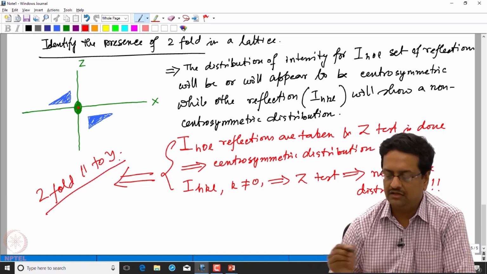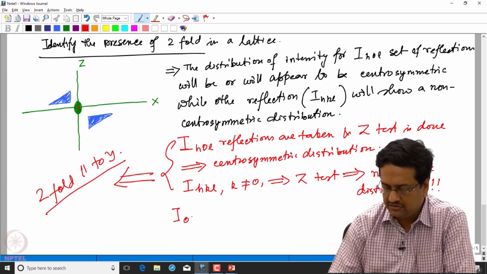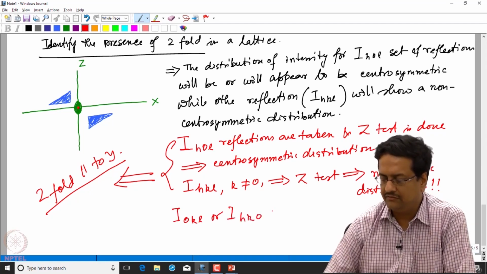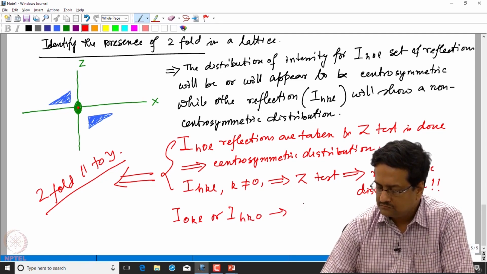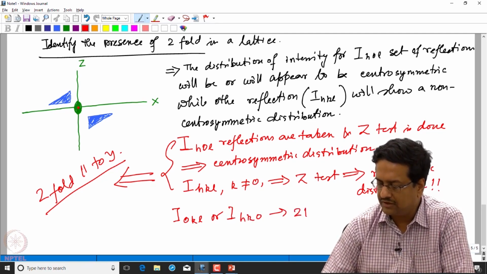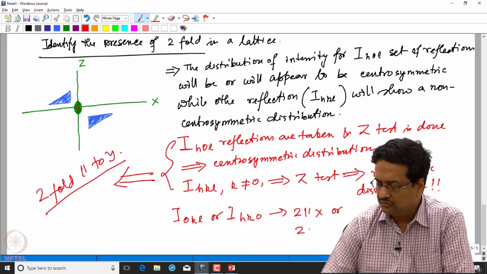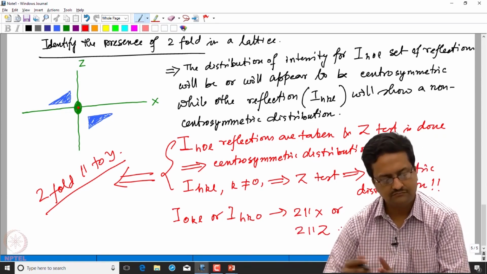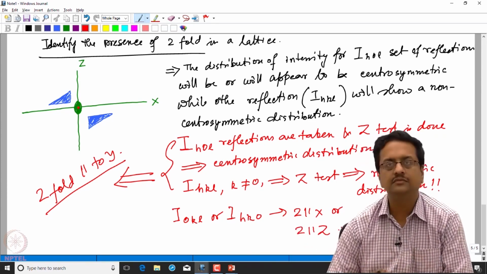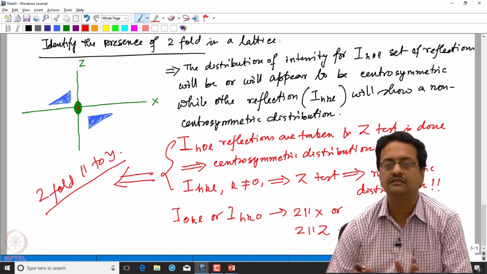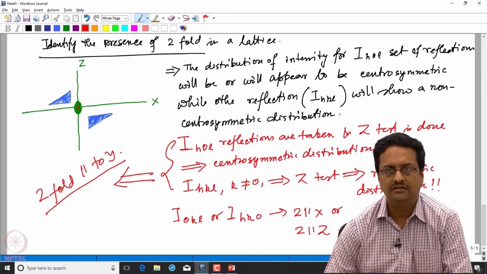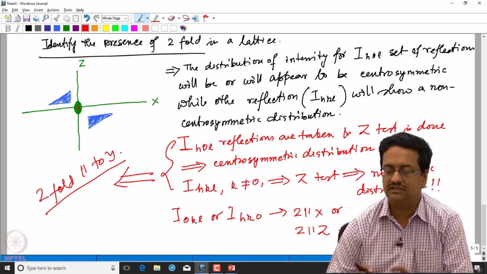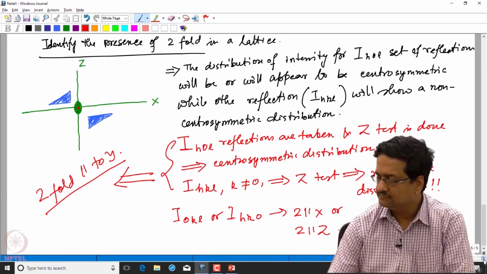In the same manner, one can look at the 0KL or HK0 set of reflections to find out the presence of a twofold parallel to X or a twofold parallel to Z. So by looking at the distribution of intensities for different sets of H0L, 0KL or HK0 reflections, one can identify the presence of a twofold in a lattice.